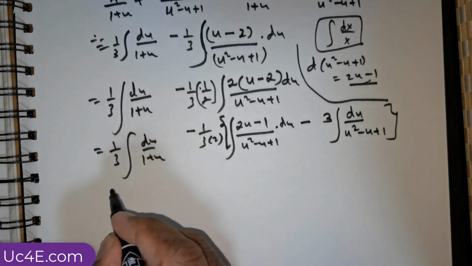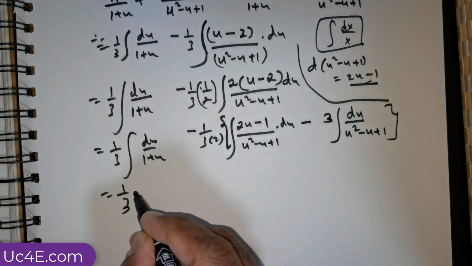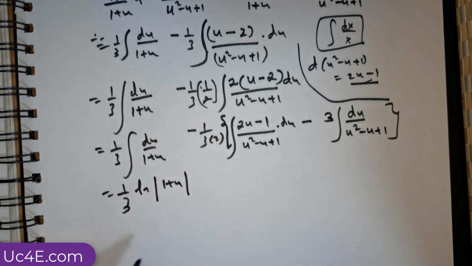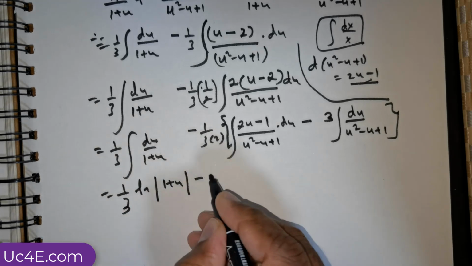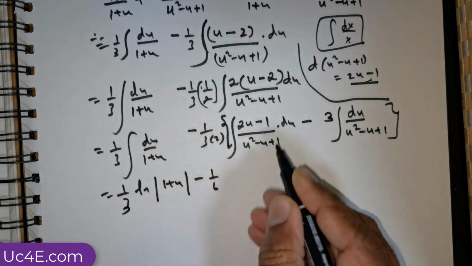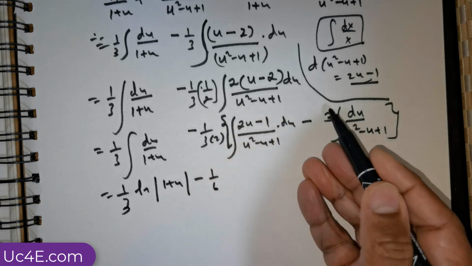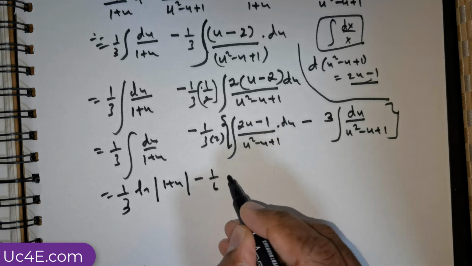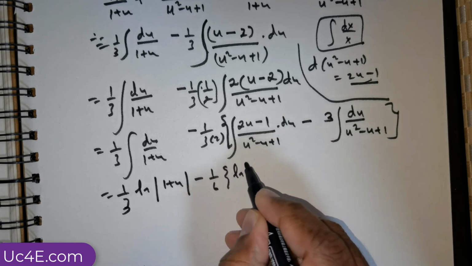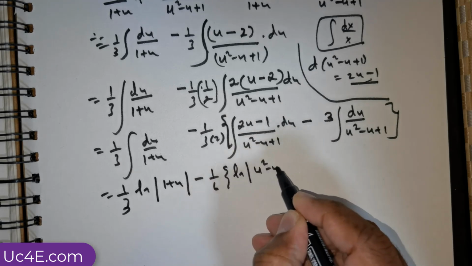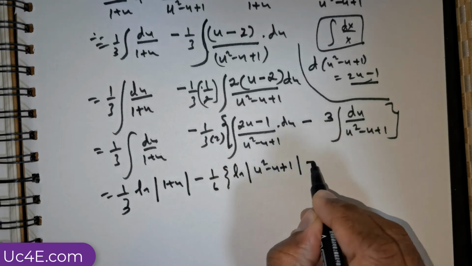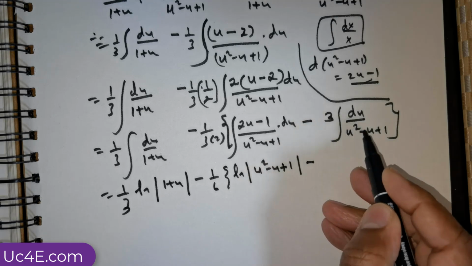Now the integral of this is going to be ln modulus of 1 plus u, and this is going to be 1 over 6. As I mentioned to you, the derivative is found here, so this is going to be ln of modulus of u squared minus u plus 1, followed by negative. Now what is this?